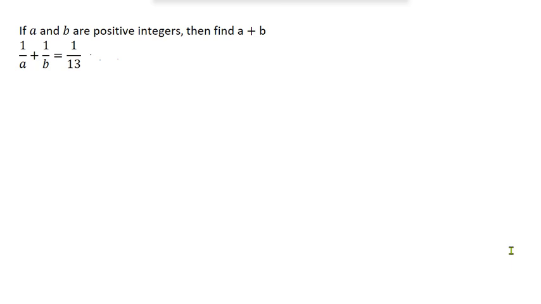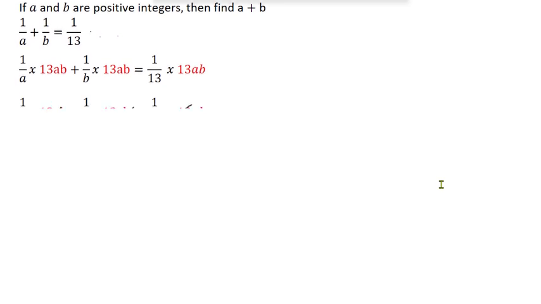We've got a deceptively simple equation: 1 over a plus 1 over b equals 1 over 13. Our mission, we just need to find the value of a plus b. Now, the only real critical clue we're given up front is that a and b are positive integers, whole numbers greater than 0. Step 1, we multiply both sides by our common denominators to clear out those fractions.